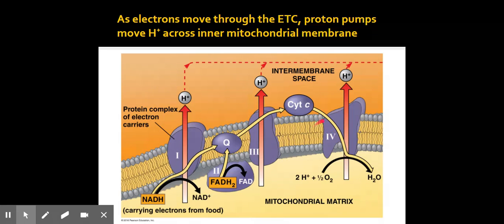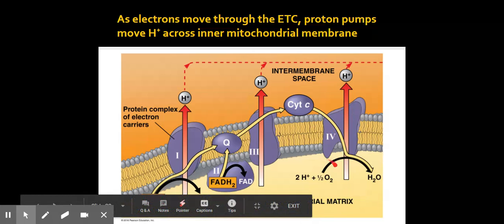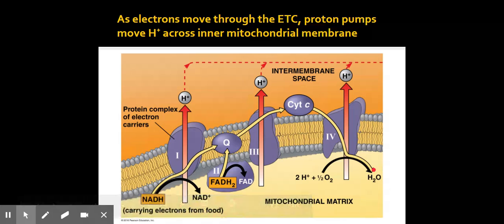Over here at the end, this is one other piece I wanted to mention. We have our oxygen molecule over here. This is our final electron acceptor. So when this is not available, the electron transport just stops. We'll have to say that.